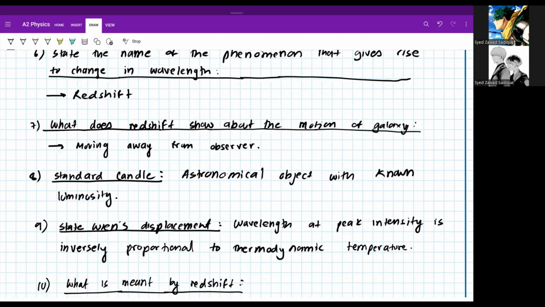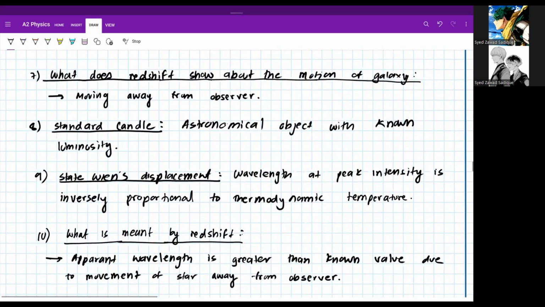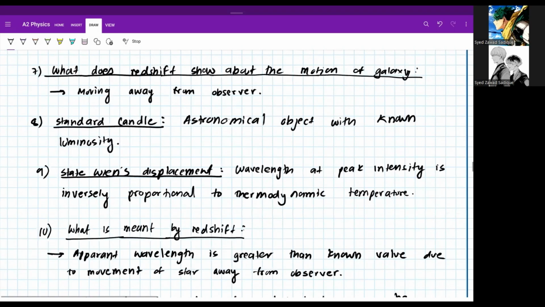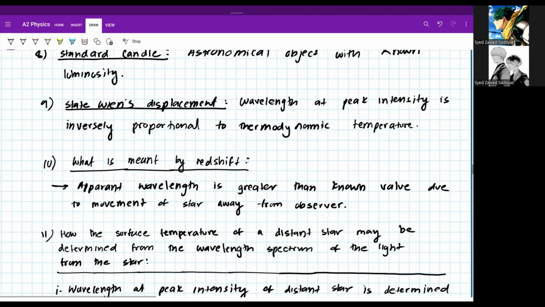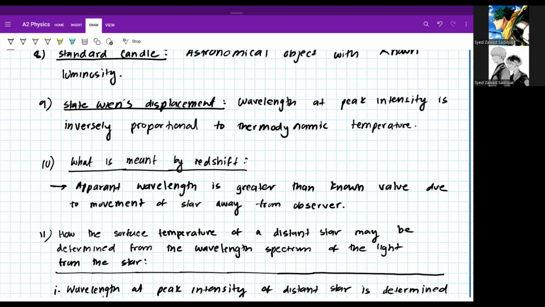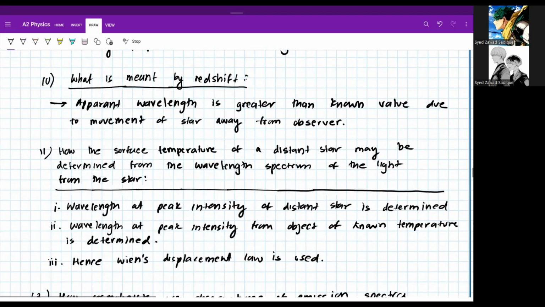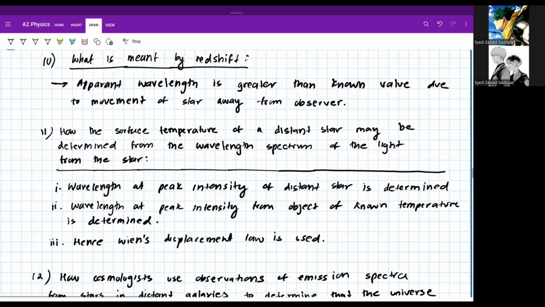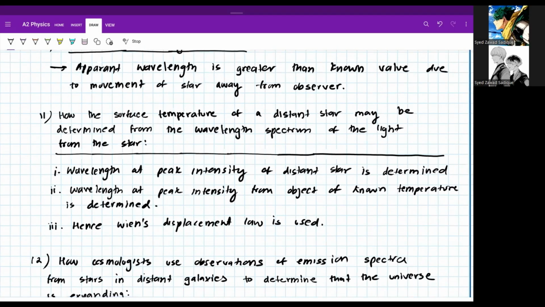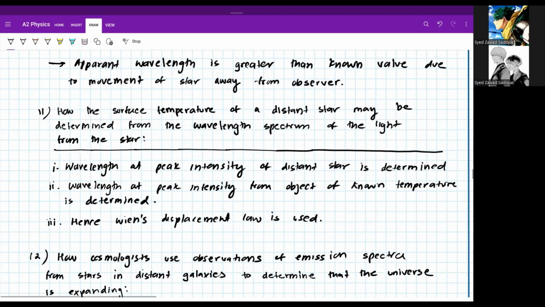Standard candle, astronomical object with known luminosity. State Wien's displacement law without symbols. You have to say that wavelength at peak intensity is inversely proportional to thermodynamic temperature. Then, what is meant by redshift? Apparent wavelength is greater than known value due to movement of star away from the observer. Then, how the surface temperature of a distant star may be determined from the wavelength spectrum of the light from the star. So we can say that wavelength at peak intensity of the distant star is determined. Wavelength at peak intensity from an object of known temperature is determined. Hence, Wien's displacement law is used.